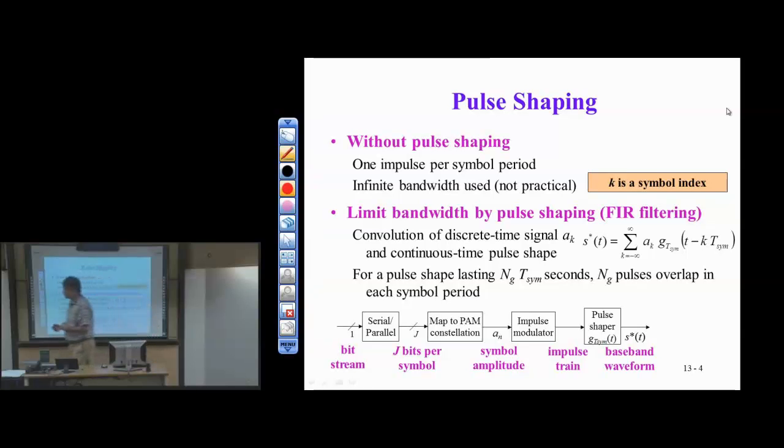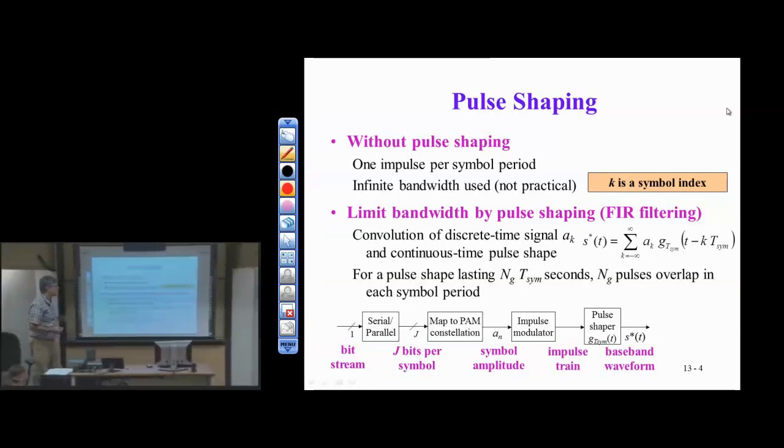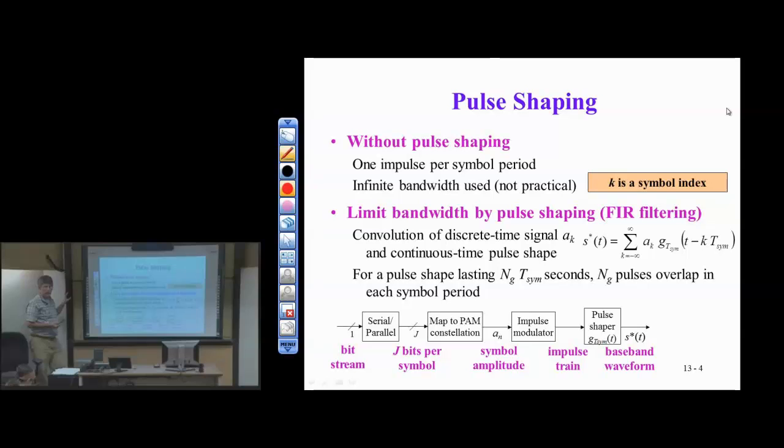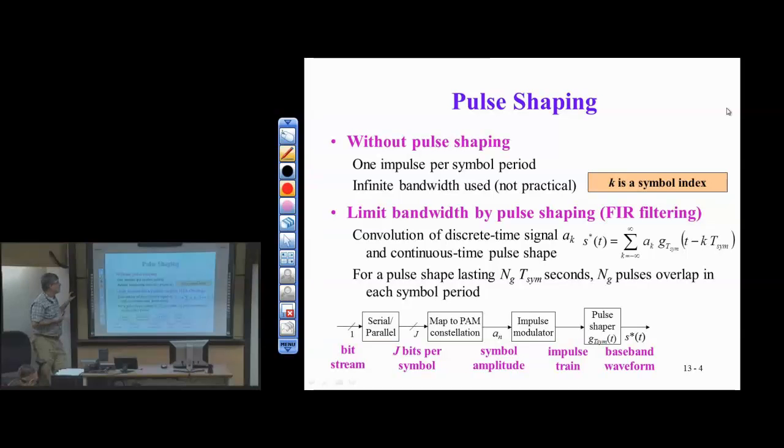Now this is just in slides what we've just talked about in words. If we're without pulse shaping, then we get one impulse per symbol period, and infinite bandwidth is used, and that's not practical. That's what we've already talked about. So that would be the equation. If we didn't have pulse shaping, we'd have this impulse train whose areas are scaled by the symbol index. Here I've used k instead of n, but hopefully that's okay for the symbol index.